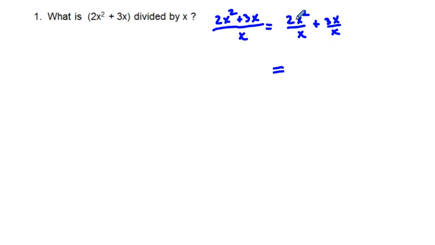Working down below here, we have x squared divided by x. That's x to the second power divided by x to the first power. One of these x's cancels the one in the denominator, so we get left with 2x, and then 3x divided by x will be 3. So our numerator here is called the dividend, our denominator is called the divisor, and our answer, 2x plus 3, is our quotient.